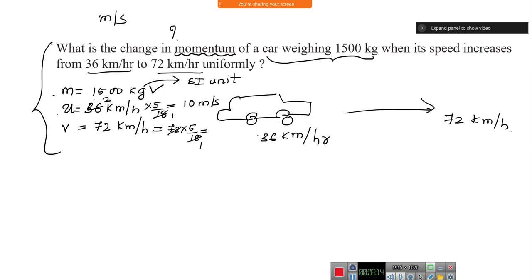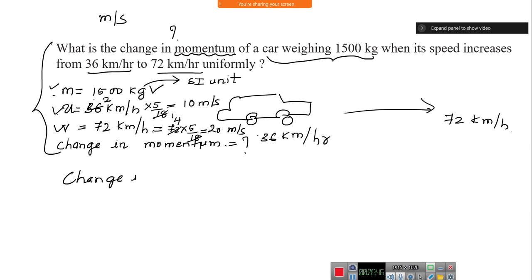18 ones are, 20 meter per second. So now we have mass in SI unit, initial velocity in SI unit, and final velocity in SI unit. What we have to find is change in momentum. Change in momentum is equal to question mark.